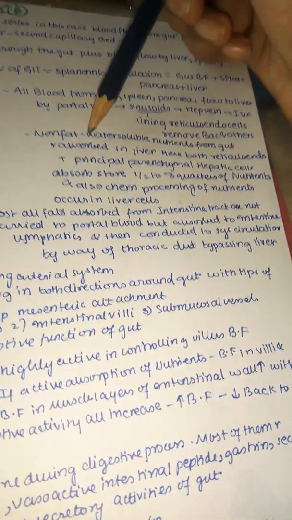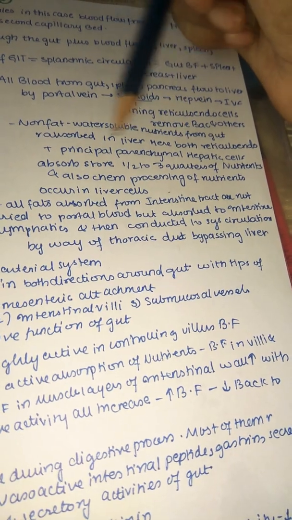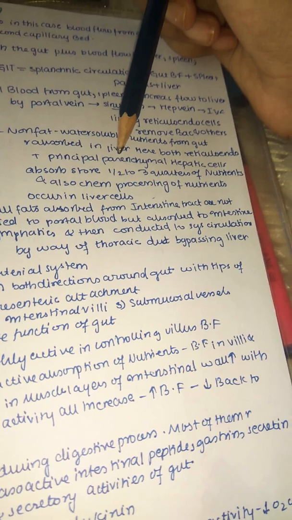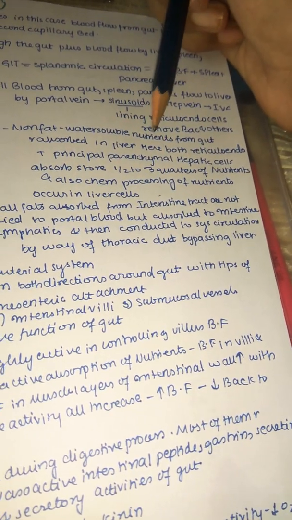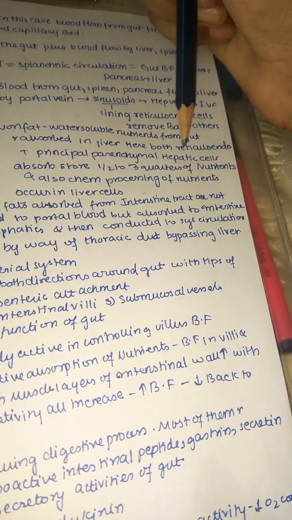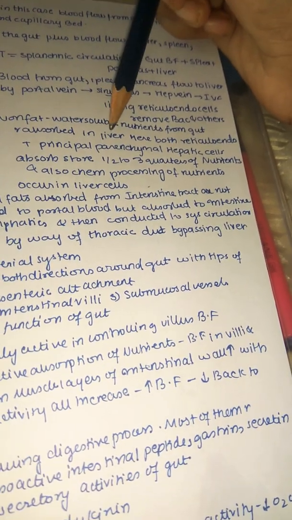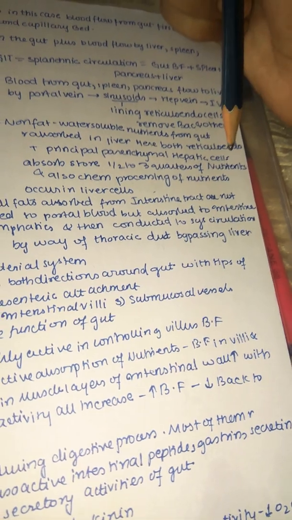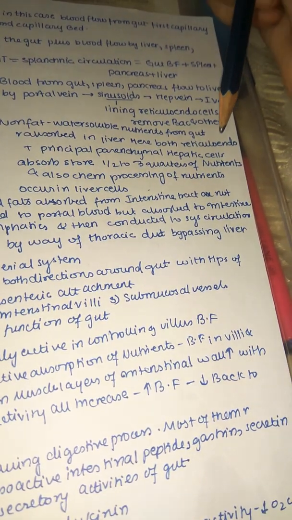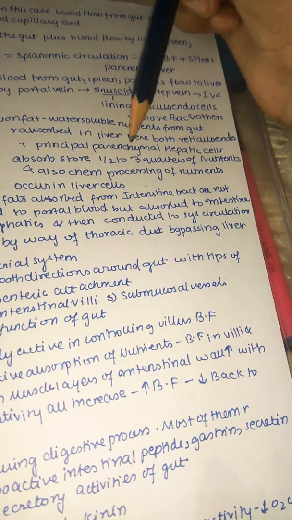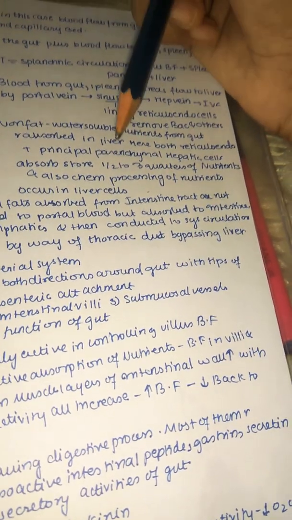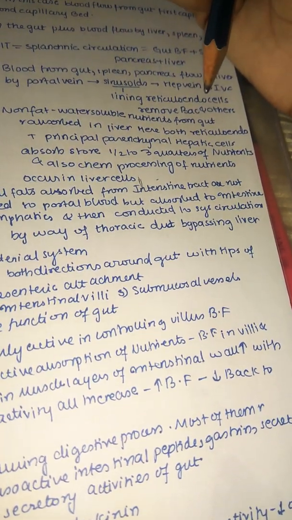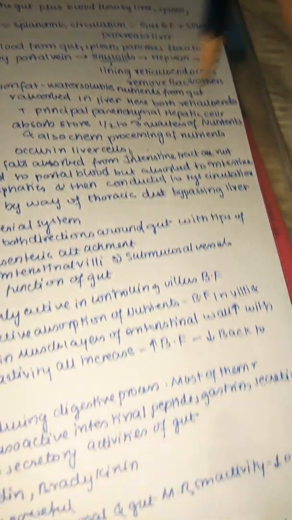Non-fat water soluble nutrients from the gut are reabsorbed in the liver. This is very important. Non-fatty, meaning water soluble, substances are the only ones reabsorbed in the liver, and here both the reticuloendothelial cells plus the principal parenchymal cells are involved. What are the principal parenchymal cells of the liver? Everyone knows they are the hepatic cells. Both the reticuloendothelial cells and the hepatic cells absorb and store half to 3/4 of the nutrients, and chemical processing of nutrients mainly occurs in the liver cells. So liver cells also absorb the nutrients and also process them.